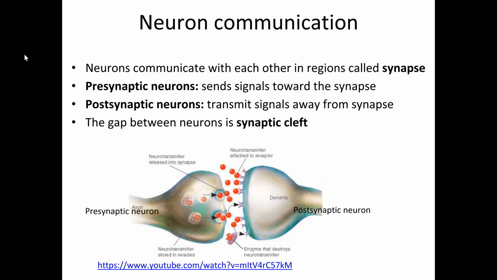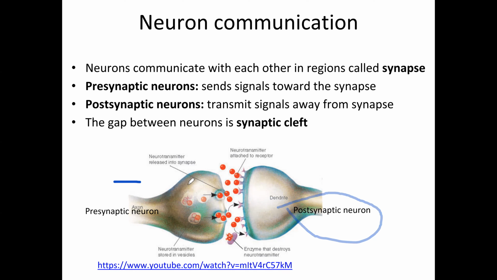So how do neurons communicate? Neurons communicate with each other in regions called synapses. So a synapse is a structure where a neuron communicates with another neuron or with another cell. So it can be muscle cells or glands. But in this example, we're looking at two-neuron communication. Then we have a presynaptic neuron, and we have a postsynaptic neuron.